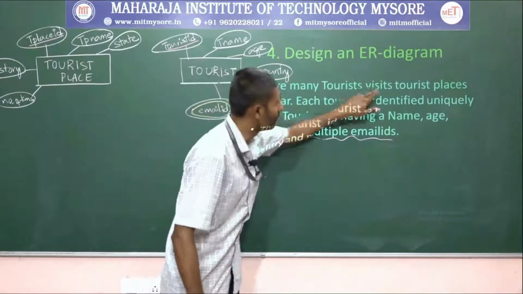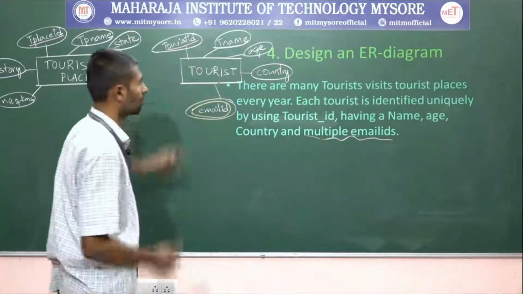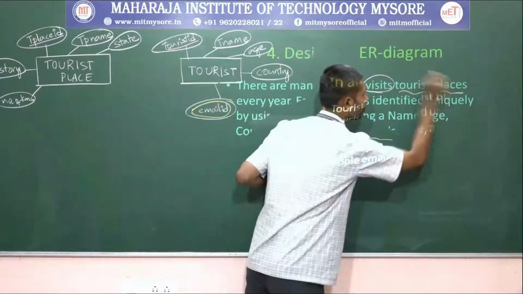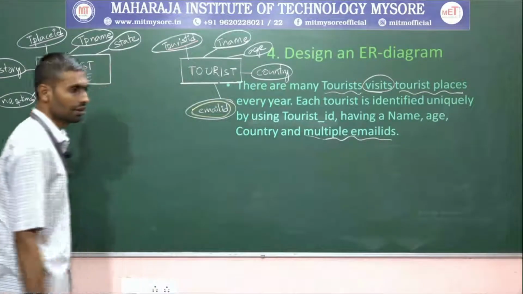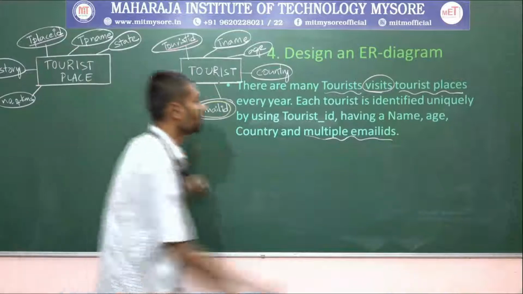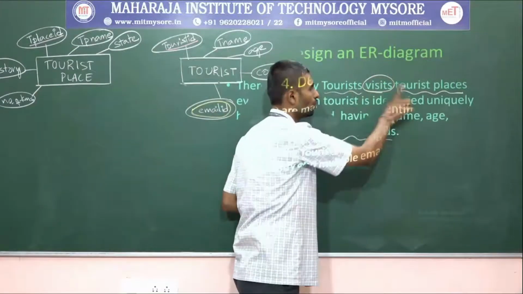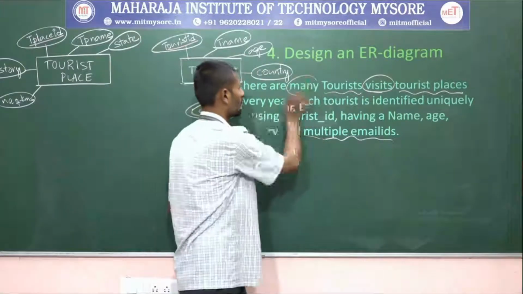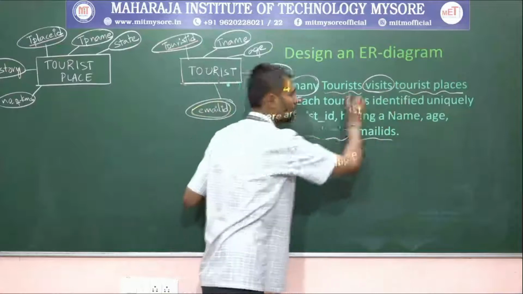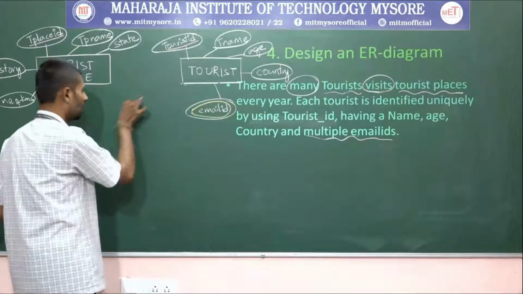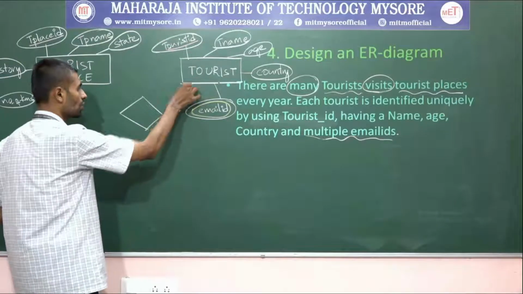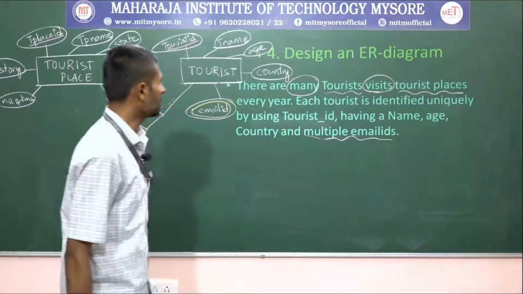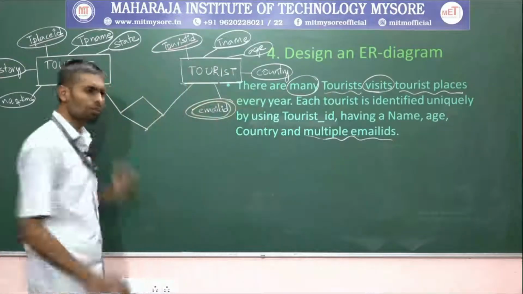So there are many tourists who visit tourist places. What are they talking about? Tourists visit tourist places. We have a tourist place here and a tourist here. In between, there is some relation between tourist and tourist place. What is that? Visits. Many tourists visit tourist places. It's an indication that it requires creating a relationship between the tourist and the tourist place. We can say tourist visits tourist places most of the time.